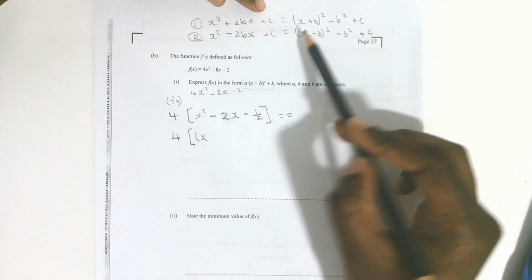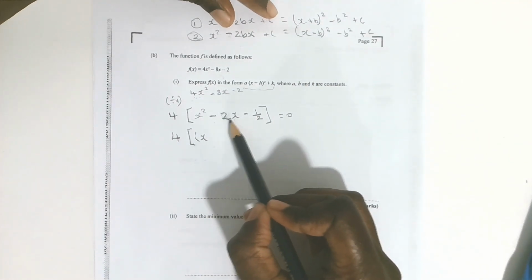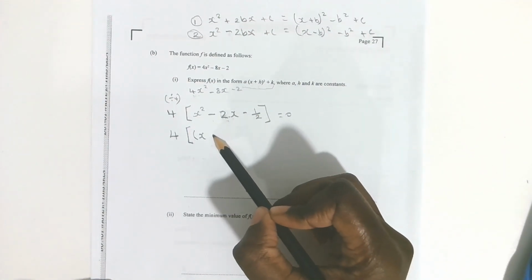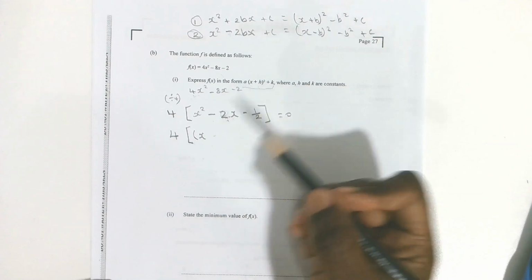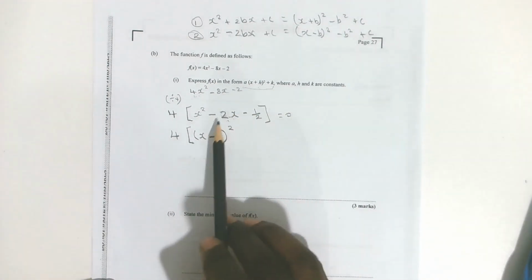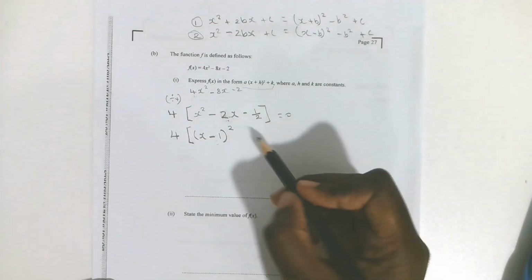We're using our second identity. We're going to have x minus b. Our b value here is 2, but our value here is going to be half of b, which is minus 1 squared. So we're halving the b value here. Half of 2 is 1.